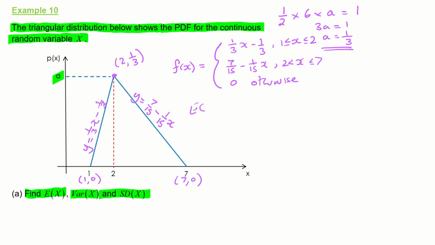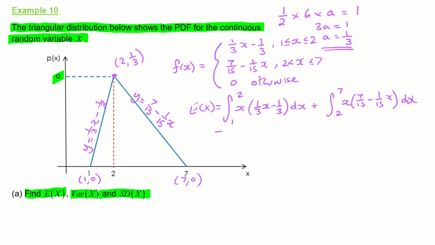Then the expectation of x will be the integral from 1 to 2 of x times (1/3 x take away 1/3) dx, plus the integral from 2 to 7 of x times (7/15 take away 1/15 x) dx. And that gives us 10/3. I'm not going to go all the way through the integration. You can do that, and it will just take away from what we're actually trying to do here.